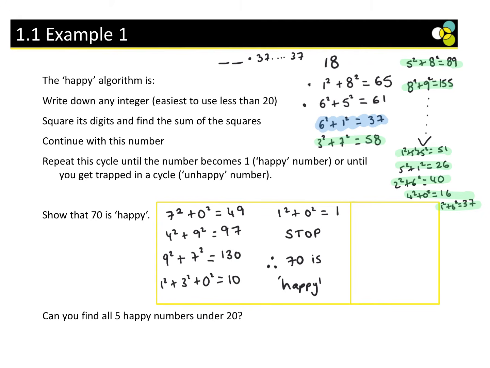So to prove 70 is happy: 7 squared plus 0 squared is 49, 4 squared plus 9 squared is 97, 9 squared plus 7 squared is 130, 1 squared plus 3 squared plus 0 squared is 10, 1 squared plus 0 squared is 1. Stop. Please make sure you write stop, and therefore, 70 is happy because we got to the number 1. Here, 18 is unhappy.